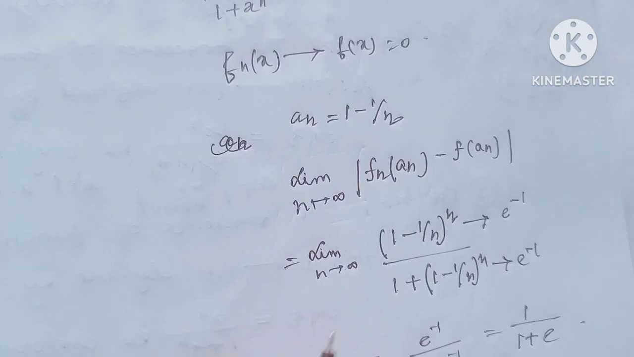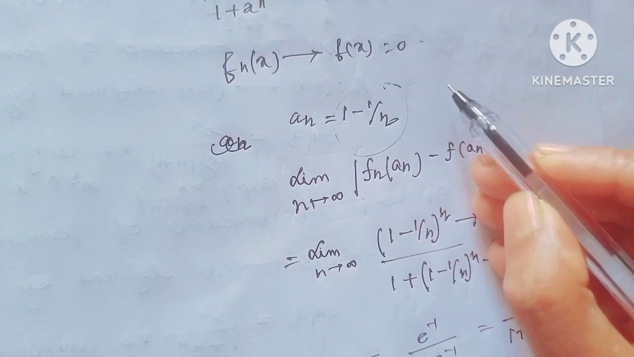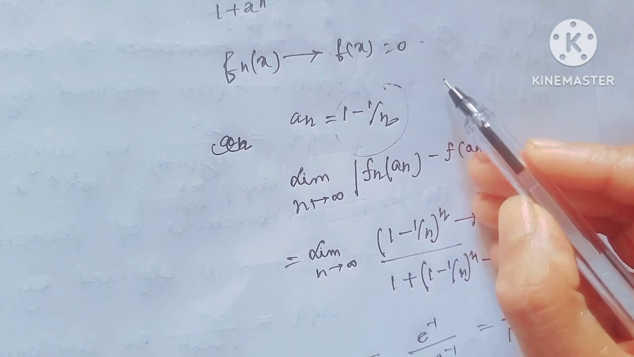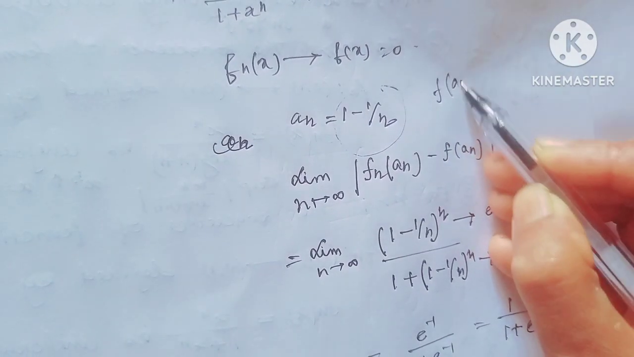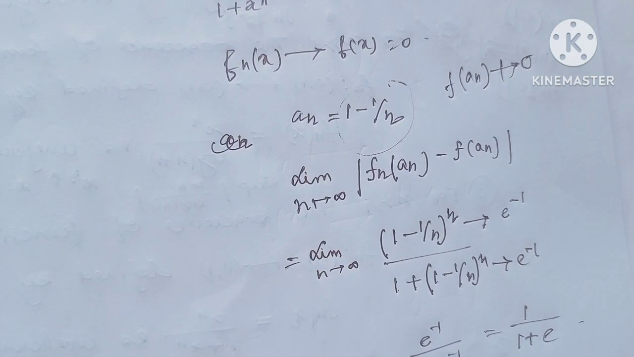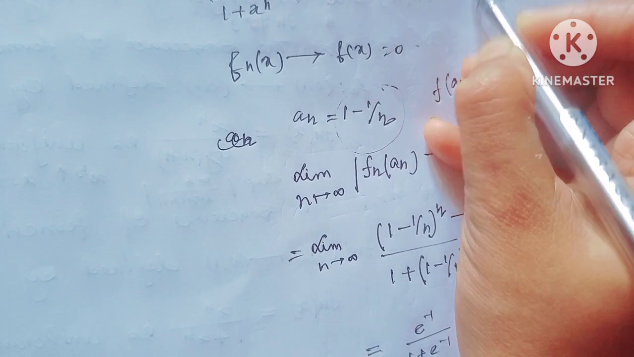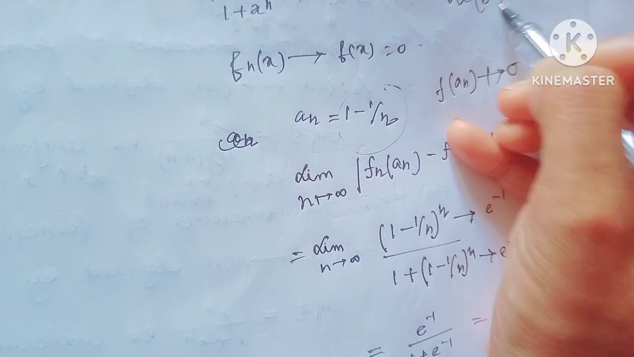Therefore, if we can find one subsequence a_n for which f(a_n) does not converge to 0, therefore the sequence of functions does not converge uniformly. So this is not uniformly convergent on the open interval (0, 1).